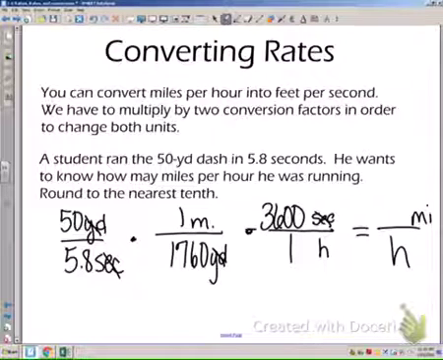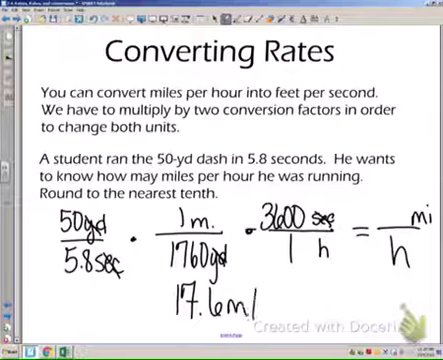But 50 times 1 times the 3,600 divided by 5.8 times 1,760 is going to give me 180,000 miles over 10,208 hours, which simplifies to, if I divide that out, and it tells me to round to the nearest tenth, so we're not worried about keeping it as a fraction, as I've been telling you. It divides out to being 17.6 miles per hour.